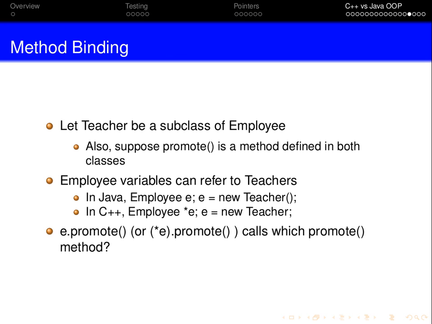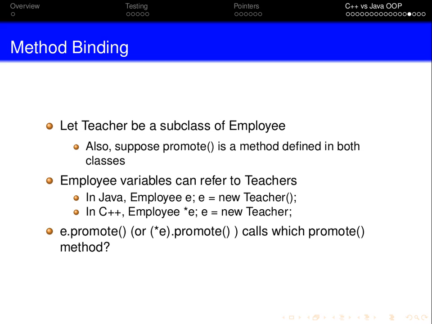Method binding, all right, this is never going to come up in this class because we're not going to deal with it. But just so you know, C++ binds things differently than Java. So the first one, in Java, you have employee equals new teacher. Now keep in mind that teacher inherits from employee, so teacher is an employee in this example. I'm not showing you that code right now, but you have to figure out what's being called. And in C++, you're doing the same thing.